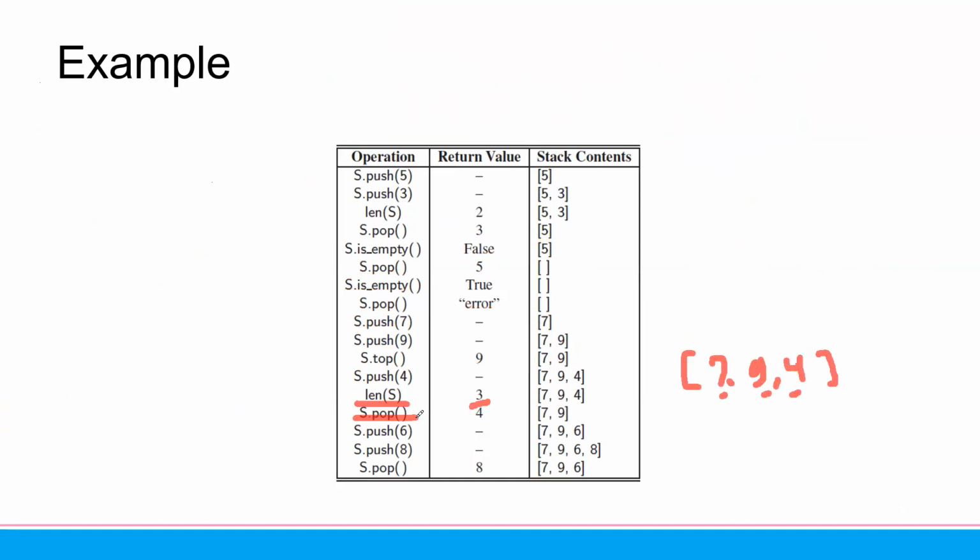I want to pop, so I will remove the last one. 4 will be removed, and the remaining will be 7 and 9. I want to push, so I will input a new element, which is 6. I want to push 8. I have a new element, which is 8. And I want to pop, so I want to remove the last element, which is 8. Okay, so this is the step by step for the stack.